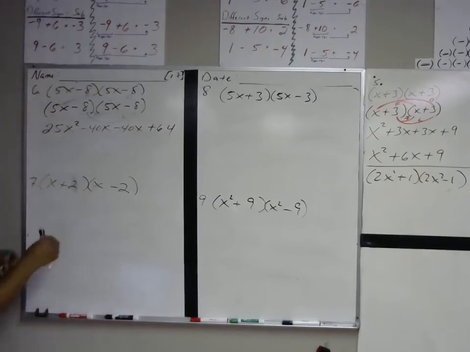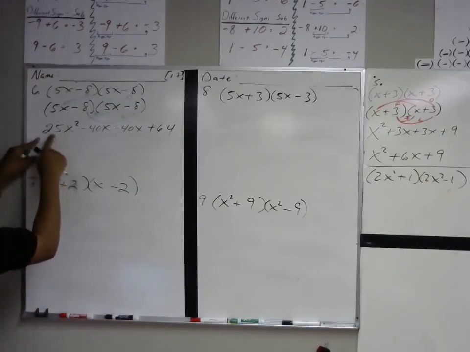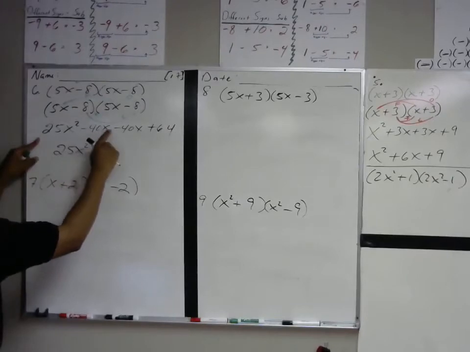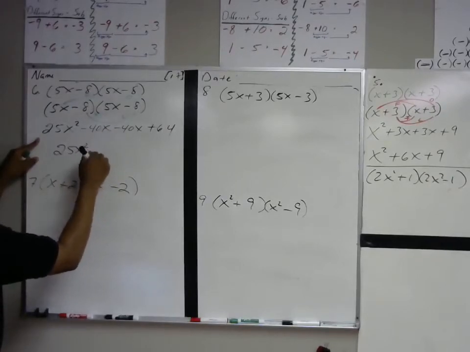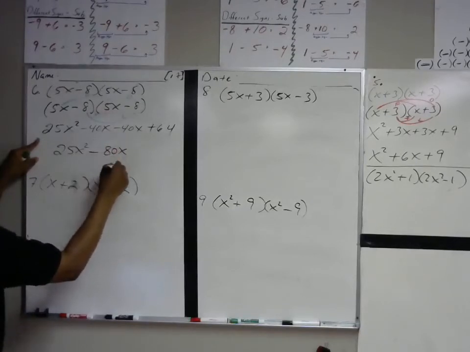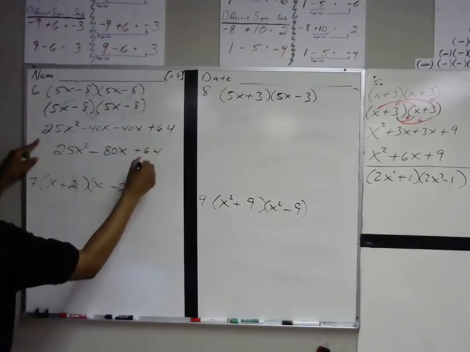Okay. Next, the x squared term, 25x squared, doesn't collect with anything, so it just becomes 25x squared. But I do have a negative 40x and negative 40x. So the bigger sign wins, which is negative, and same signs will add, so we'll get negative 80x plus 64. That's done.